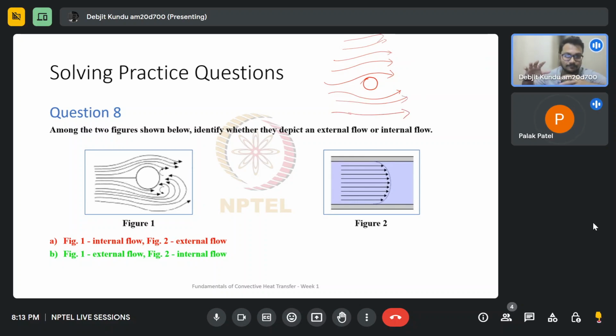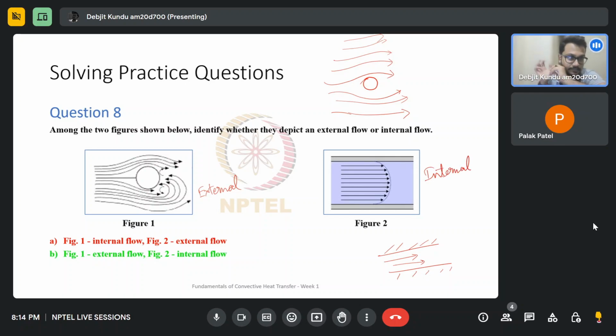So it's as if there's an infinite ocean, and within that there is this sphere, like a ball within an infinite ocean, and flow is happening about it. So this is external flow. And the second case, figure 2, already has two walls confining this flow. Whatever flow there is will be between these two, nothing outside. So that's why this is an internal flow.